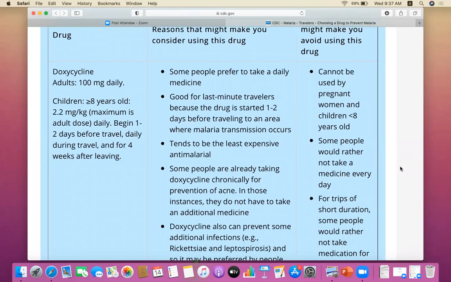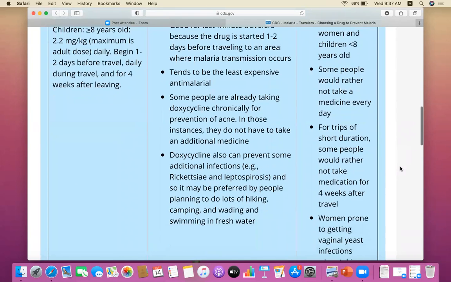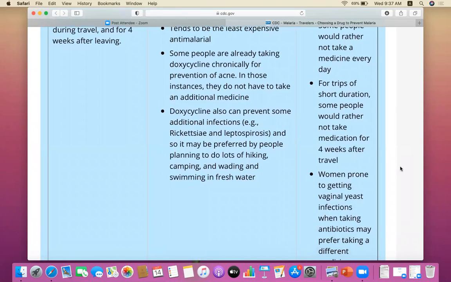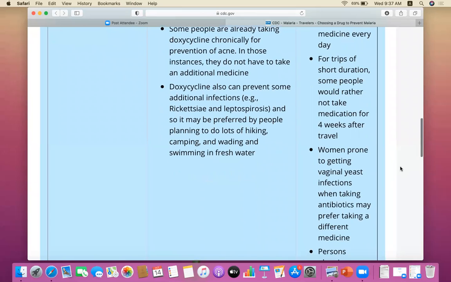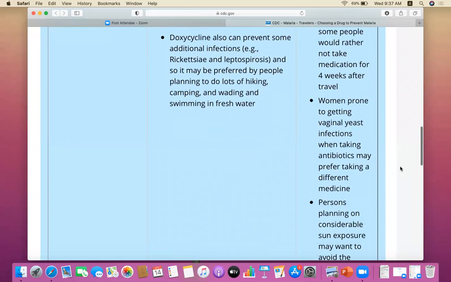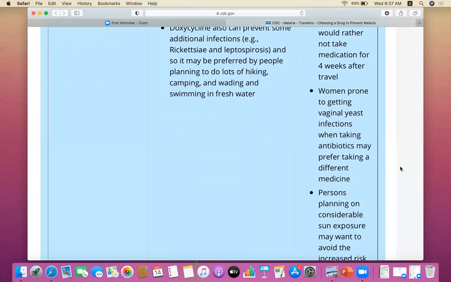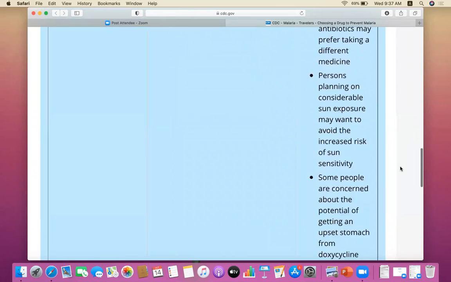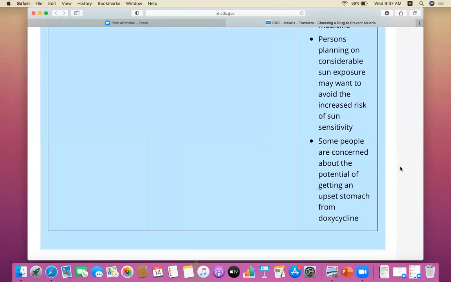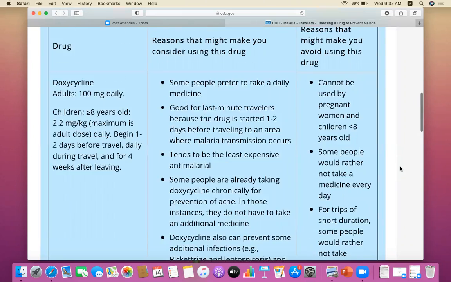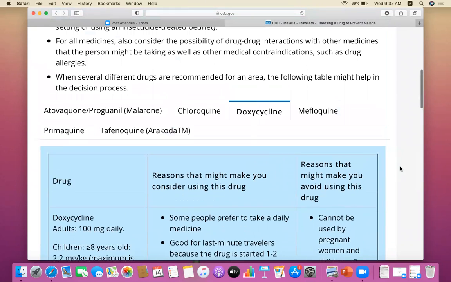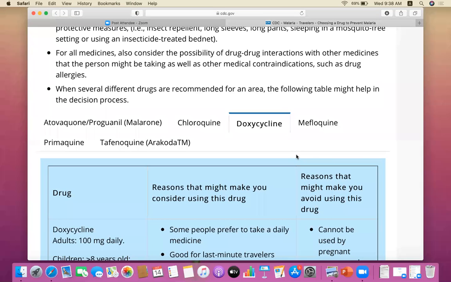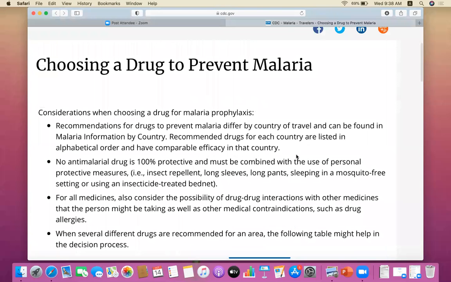Some people would rather not take medicines every day, and for trips of short duration, some people would rather not take medications for 4 weeks after travel. So it is recommended to take this drug for the last 4 weeks. Women prone to getting vaginal yeast infections when taking antibiotics may prefer a different medicine. Sun exposure sensitivity and upset stomach are the adverse effects of doxycycline. So these are the medicines which are used to prevent malaria.